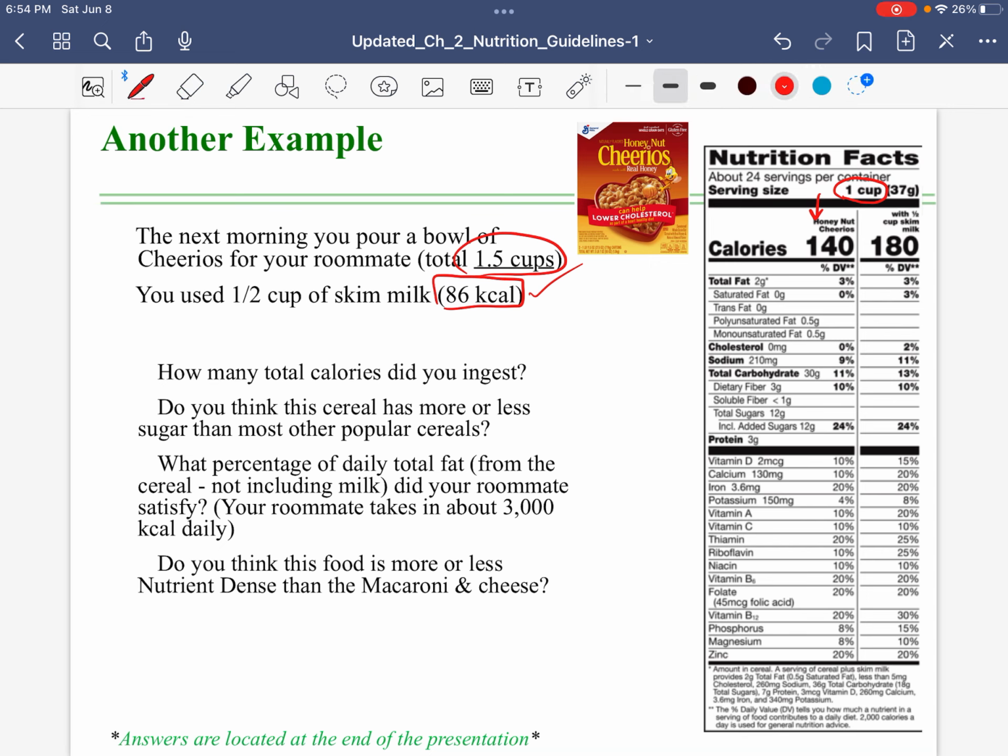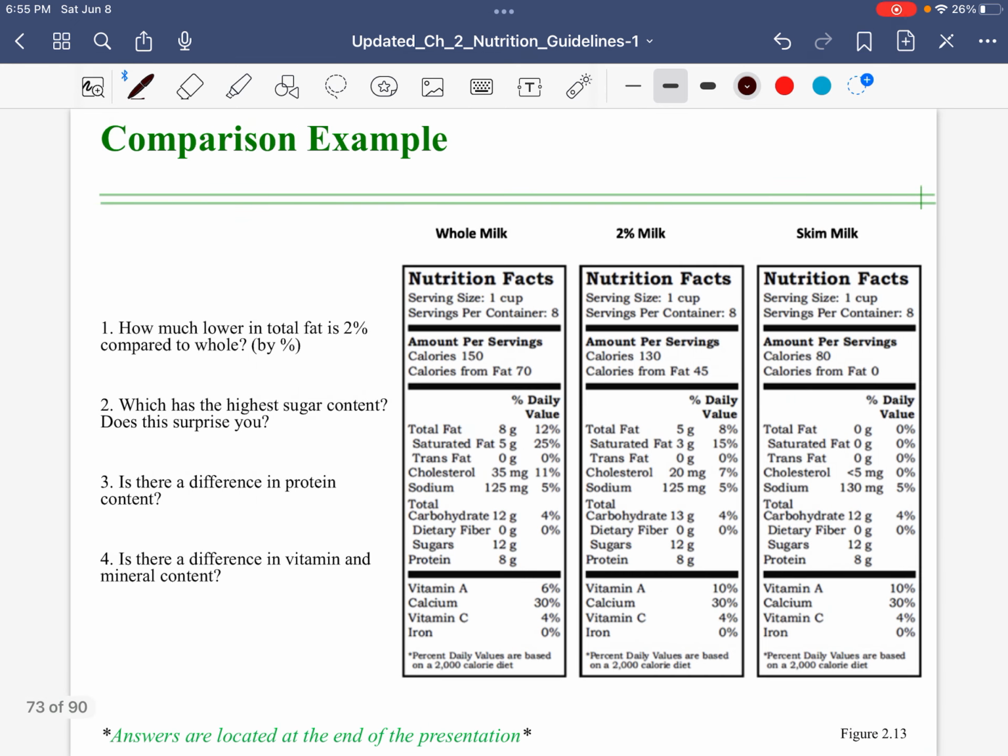So you're going to use the values just for the cereal. Remember, 1.5 cups. And then we'll add 86 calories. So again, we have a series of questions that we'll go through together at the end. 1, 2, 3, 4. Please stop. Look at it.